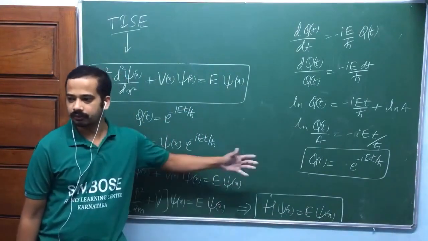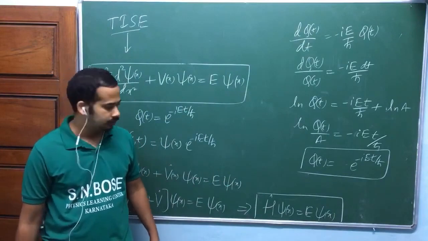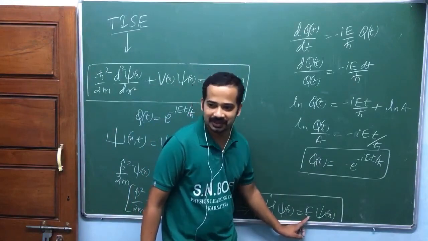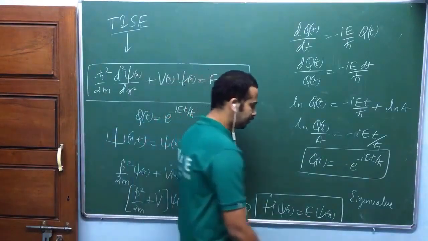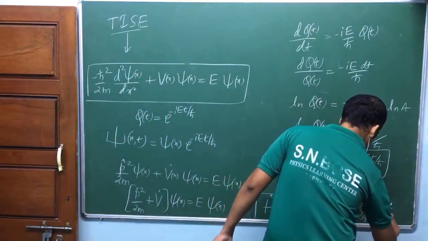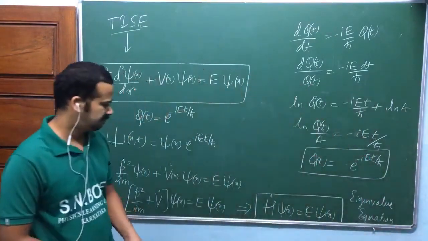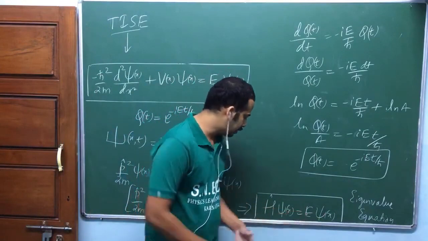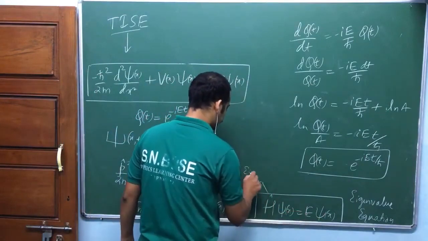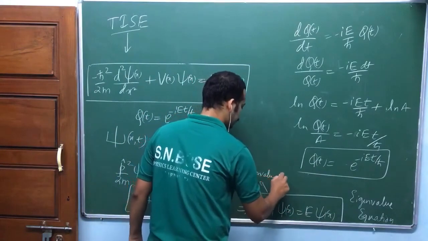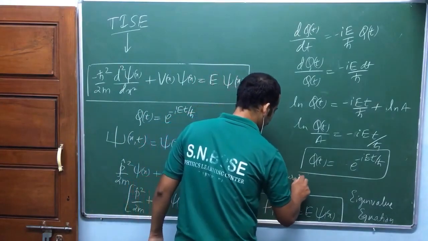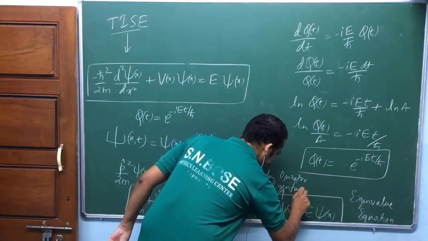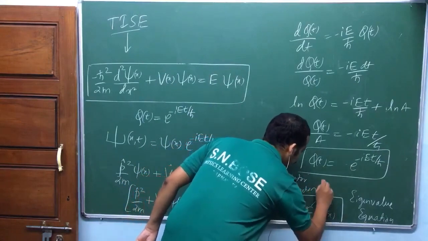Let me explain that a little more. This constant we call the eigenvalue. That's the name of that one. Eigenvalue equation. Now H cap into psi of x is equal to E into psi of x. Here H cap is called the operator. This is called the eigenfunction. This is called the eigenvalue.